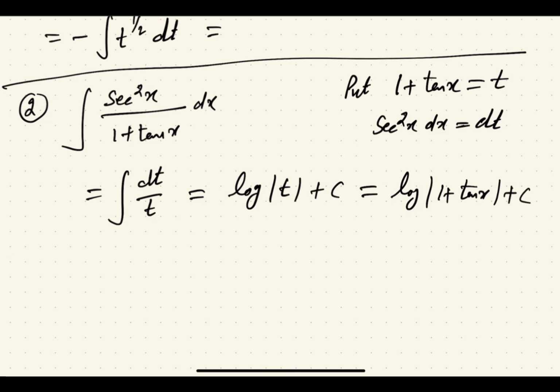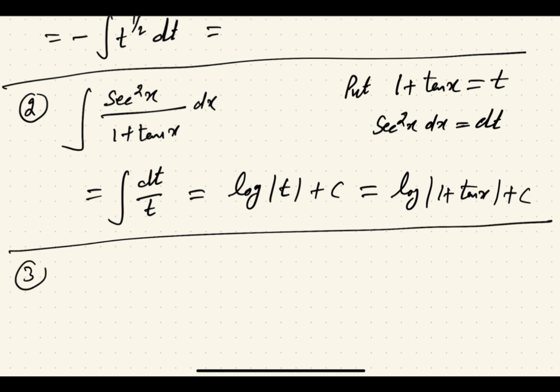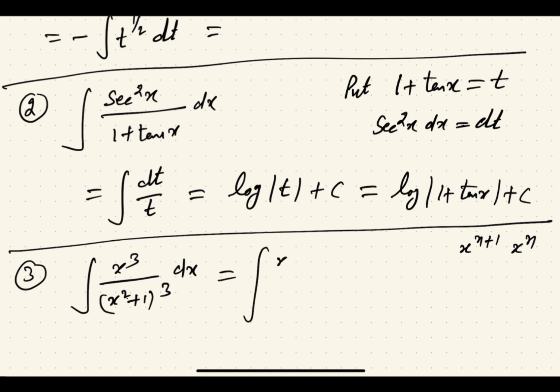Okay, now your third question. You are given x cube over x square plus 1, the whole cube, dx. In this question, if you see, this is x square, but this is x cube, but I'm thinking about this combination, x^(n+1) and x^n. I can make that combination if I split this x cube into x square times x dx over (x square plus 1) dx.